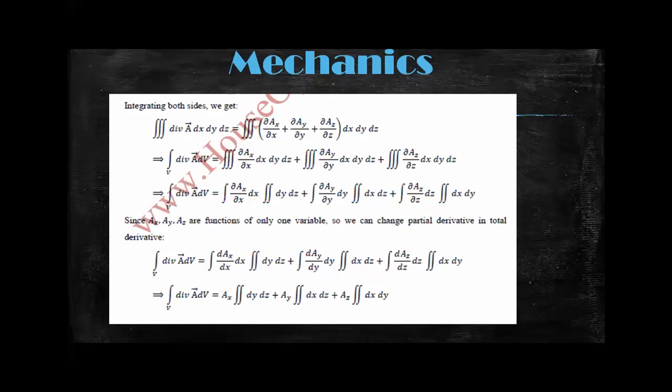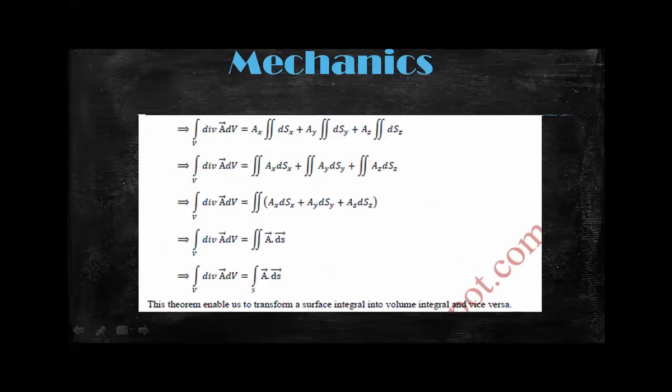Then what I did is I separated the triple integral into a single integral and a double integral. Then the dx will cancel. You get only Ax, Ay, Az, and the other one is actually the surface: dSx, dSy, dSz. Finally I wrote it as Ax dSx, Ay dSy, Az dSz. Then again I took the integral common, and I got A dot dS. Wonderful theorem. If you have understood this, it really helps a lot for your future.